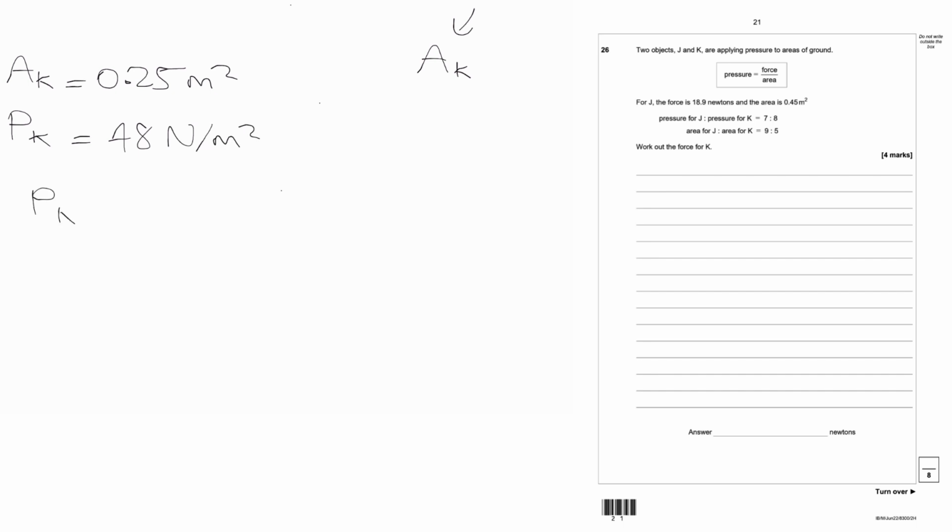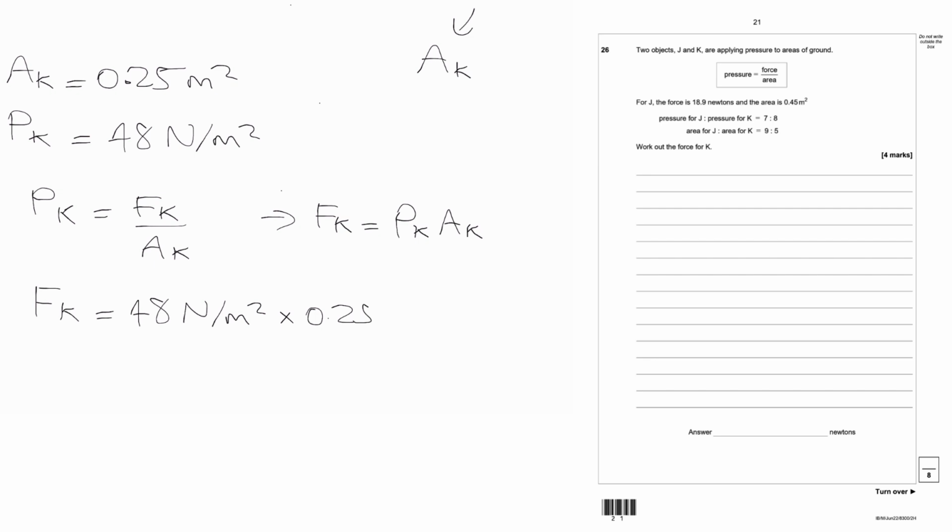And the relationship is that P of K equals F of K over A of K. Therefore, F of K equals the pressure of K times the area that K is applying the force to. And therefore, F of K equals 48 newtons per meter squared times 0.25 meters squared. So we can cancel out the units of area here, and when we do this, the force being applied is 12 newtons.